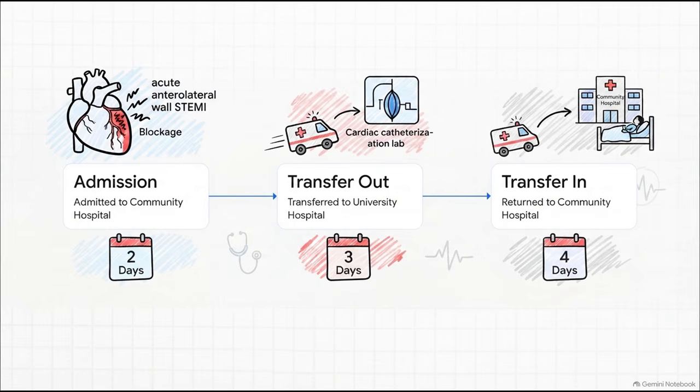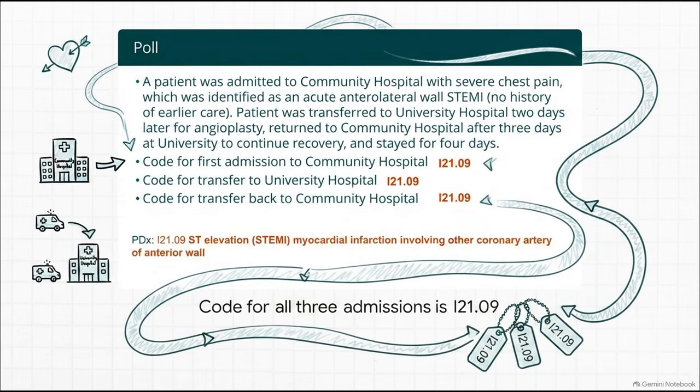Imagine a patient is admitted to community hospital with an acute anterolateral wall STEMI. 2 days later, they transfer to University Hospital for an angioplasty. 3 days after that, they return to community hospital to finish their recovery for 4 more days. So we've got 3 separate facility admissions. What is the code for each of these 3 admissions? The answer is actually really fascinating.